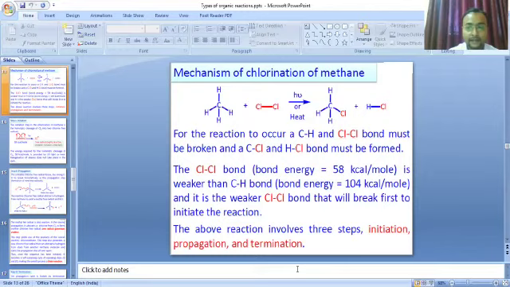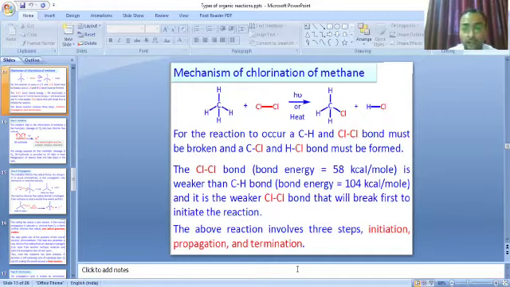Again, there is a carbon-hydrogen bond, a bond between hydrogen and chlorine, and the chlorine-chlorine bond. The bond energy values show clearly that the weaker Cl-Cl bond will break first to initiate this reaction, and this reaction is initiated by either sunlight or heat.